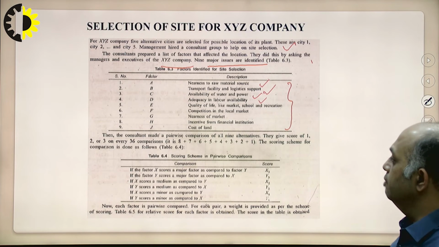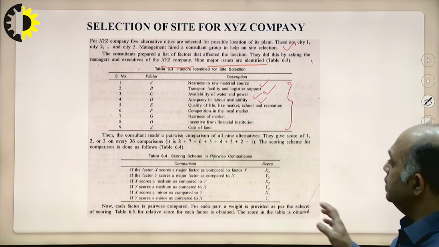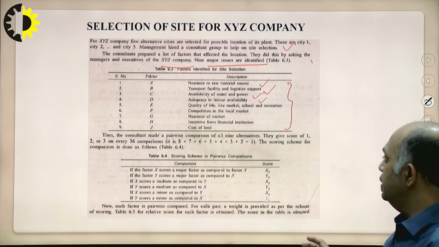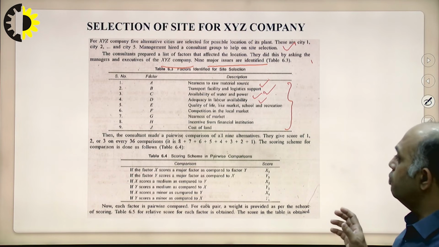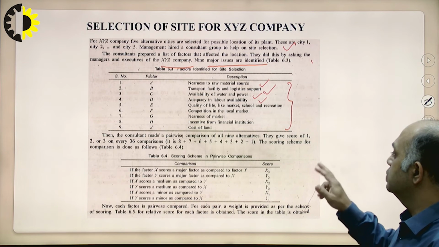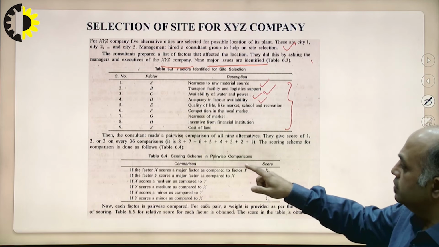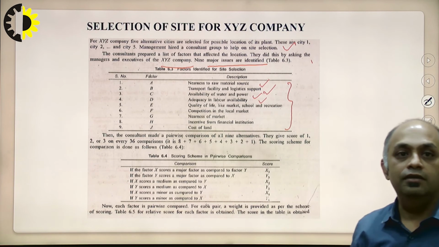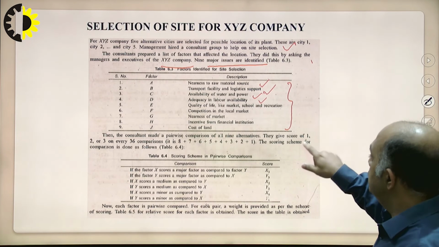So, if you really see, these are the 9 points, and then the consultant made a pairwise comparison of all the factors. They give a score of 1, 2 and 3 to every one of the 36 comparisons, and the scoring scheme of this comparison is done as follows. So, we will see how this comparison is done, right. This is the process by which this comparison is done.